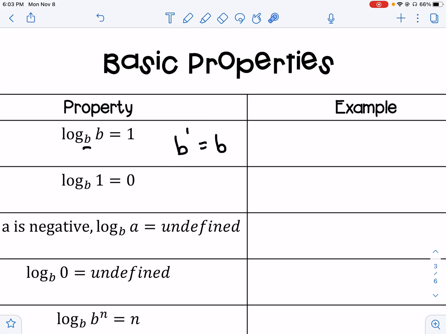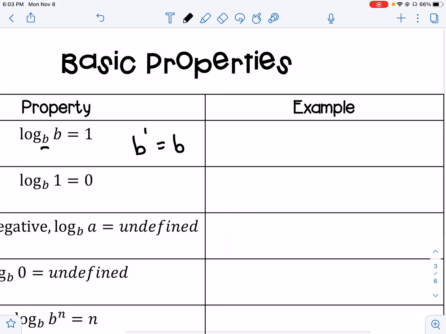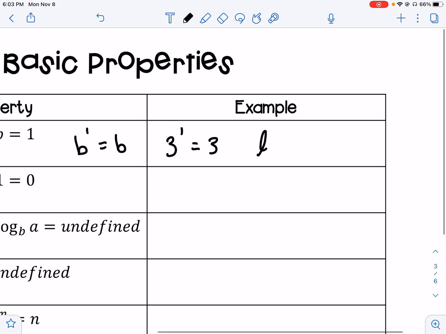Well, this statement makes sense. B to the 1 is b. Anything to the first power is itself. So an example here in exponential form would be 3 to the first. Well, 3 to the first is 3. In logarithmic form, that would be log base 3 of 3. Well, these two numbers have to be the same.